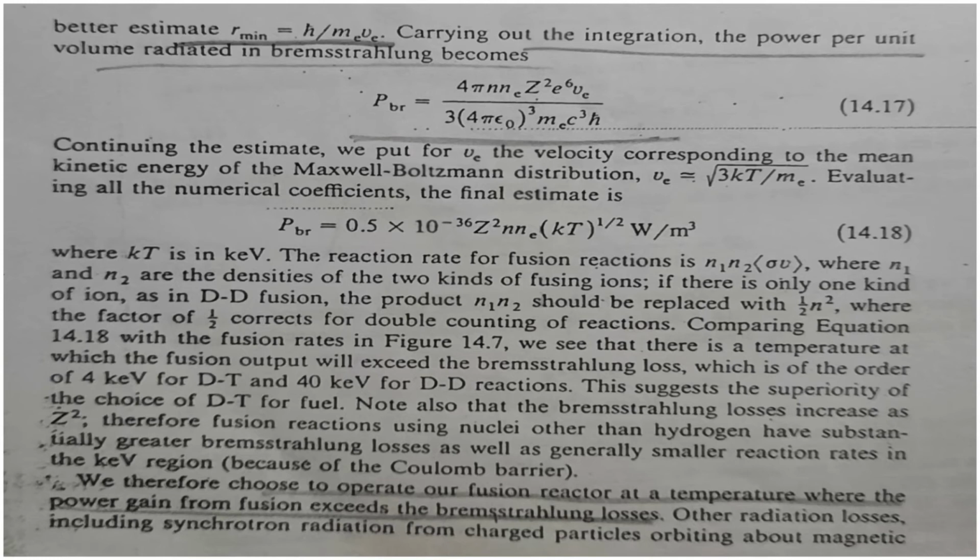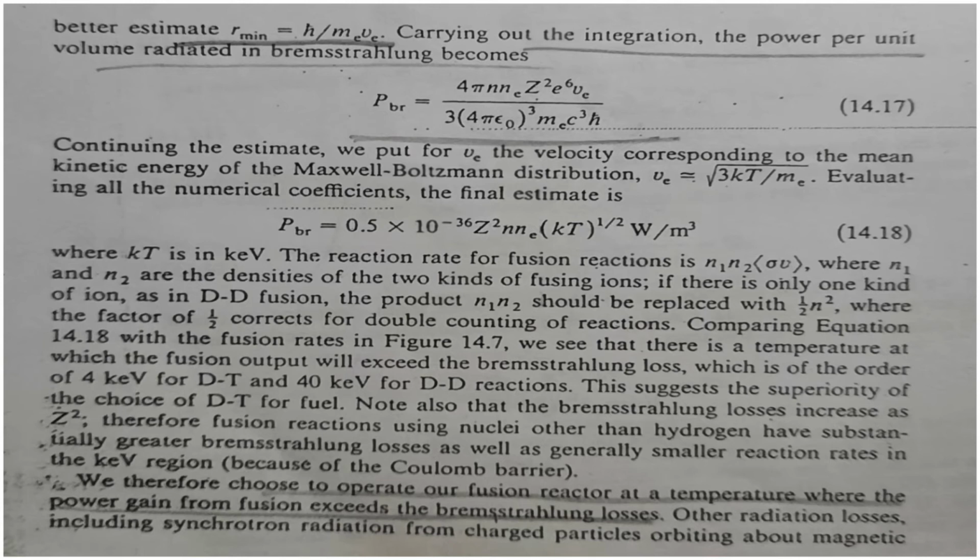So after evaluating all the numerical coefficients, the power per unit volume radiated in Bremsstrahlung becomes PBR is equal to 0.5 into 10 raised to minus 36 Z square n into Ne kT all raised to 1 by 2 watts per meter cube. Here kT is in kilo electron volt.